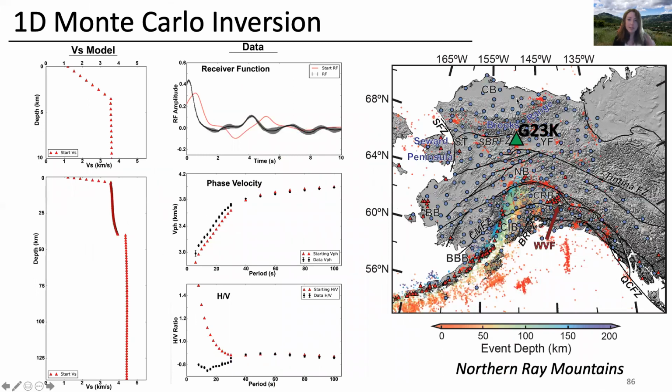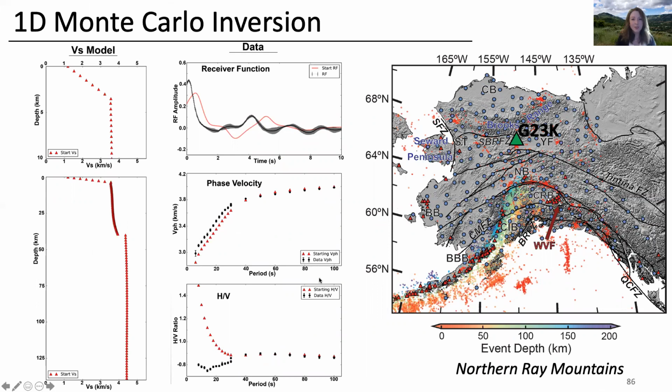Our 1D Markov chain Monte Carlo inversion solves for our shear velocity model. Here I'm showing depth of the top 10 kilometers versus shear velocity, and stretching from the surface all the way down to 150 kilometers versus shear velocity. Our data consists of the receiver function, phase velocity, and HRV ratios. Our starting model and expected results are shown in red, and our actual data is in black.